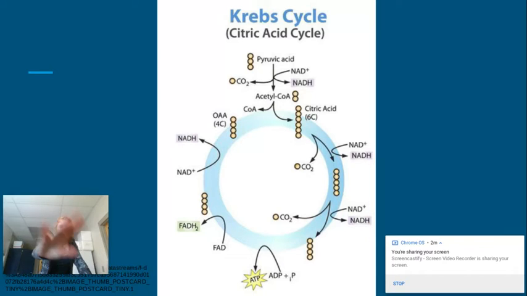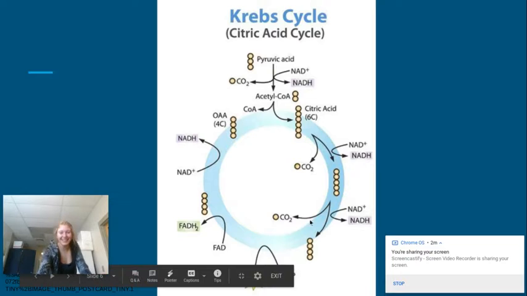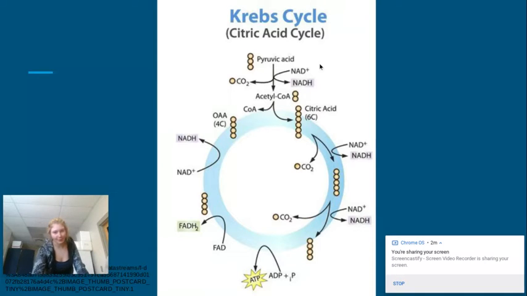So this is a diagram of what the Krebs cycle actually looks like. So the Krebs cycle starts here when pyruvic acid comes in from the pre-steps to the citric acid cycle. It starts with glycolysis and fermentation, but that's another video. So the cycle flows like this, and the steps will be specified now.